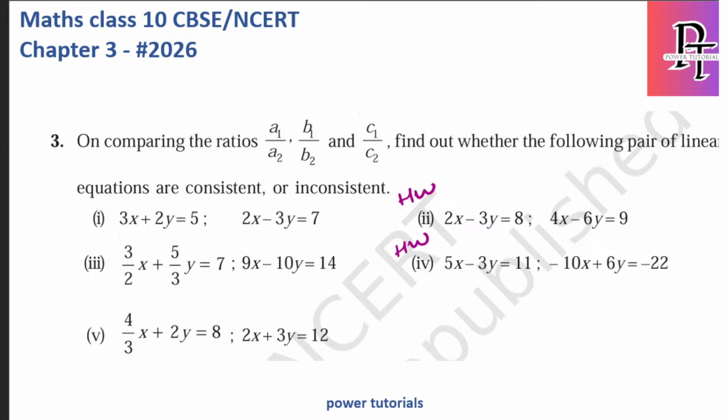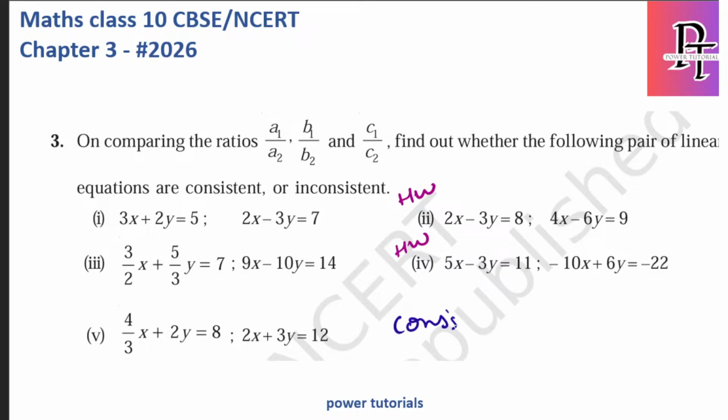Here we have two more homework questions on comparing A1, A2, B1, B2 to find out whether the pair of linear equations are consistent or inconsistent. Consistent ones are the ones which are intersecting at one point or coincident, and parallel ones are inconsistent. I'll write it again.